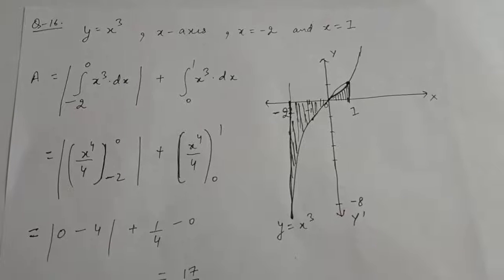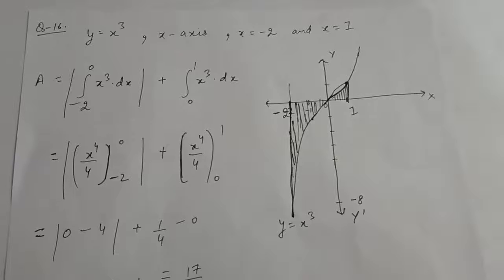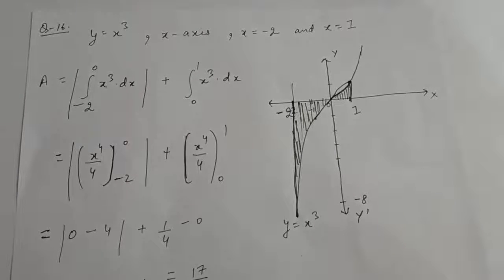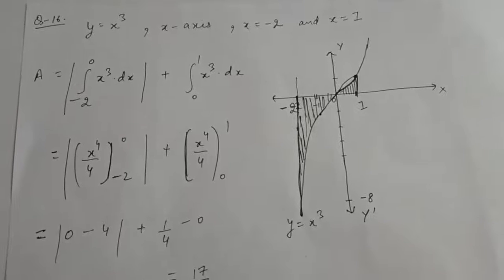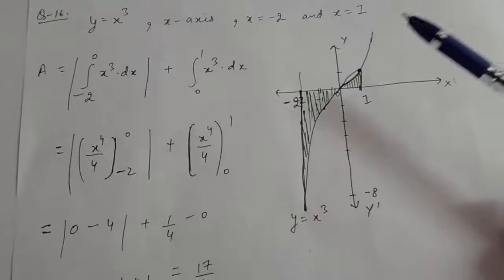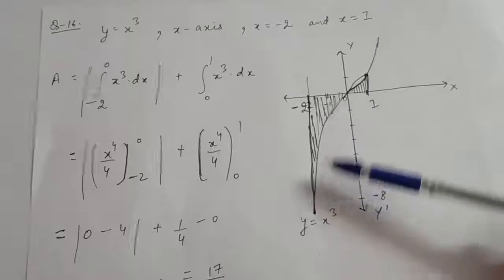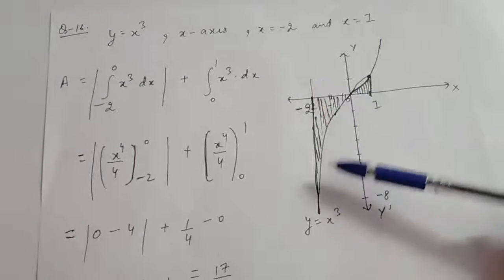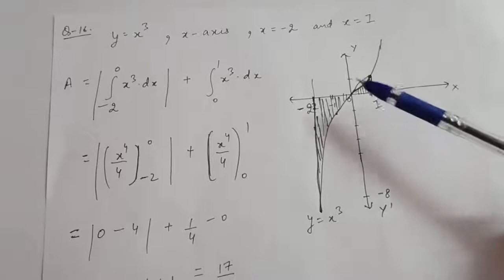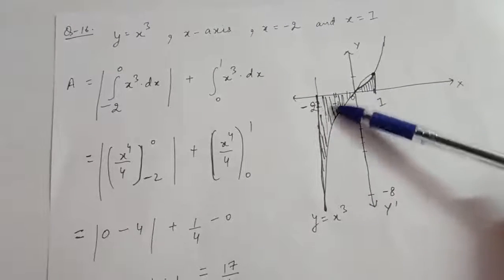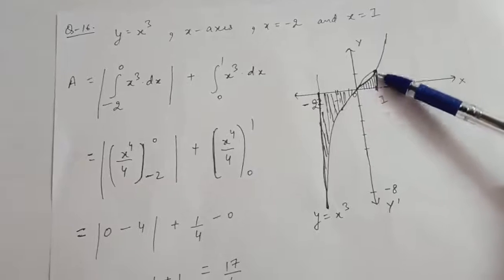Number 16 is to find the area bounded by the curve y is equal to x cube, x-axis, and the lines x equal to -2 and x equal to 1. So the graph of the curve y is equal to x cube is this. This is the line x equal to -2, this is the line x equal to 1, and this is the x-axis. Therefore we have to find this shaded portion, right?